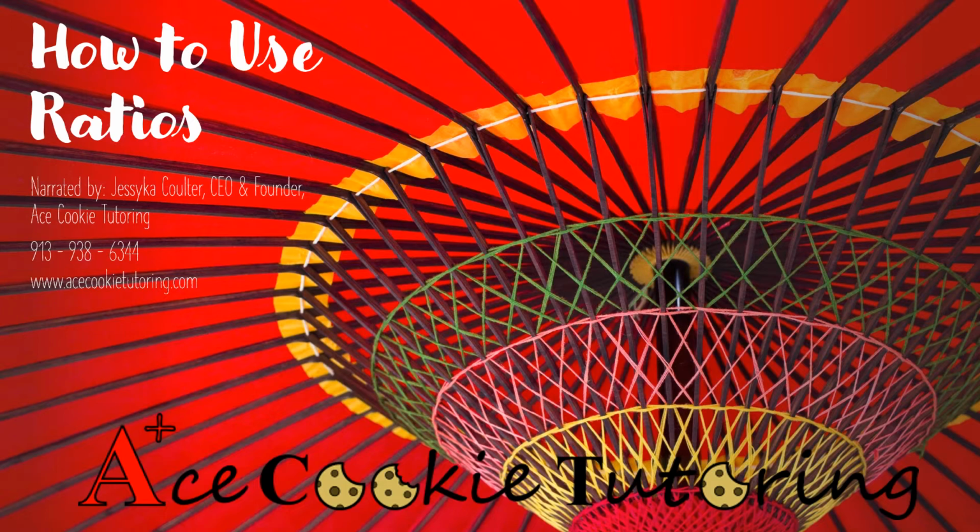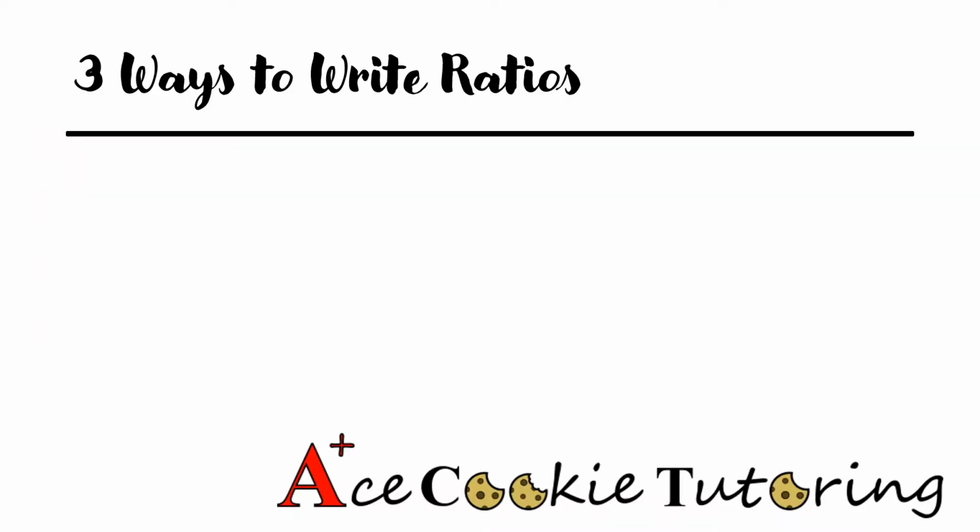So today we're just going to focus on ratios. The first thing you need to know about ratios is how to write them. There are 3 ways to write ratios. The first way is with a colon. In case you're wondering what that is, those are those 2 little dots. Here's an example, 5:2.